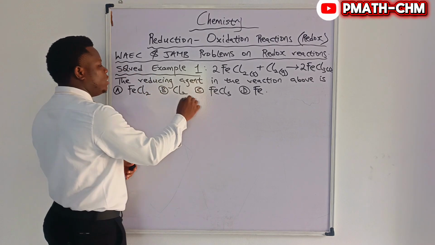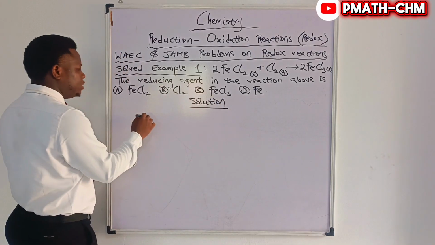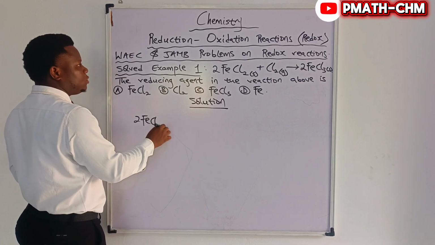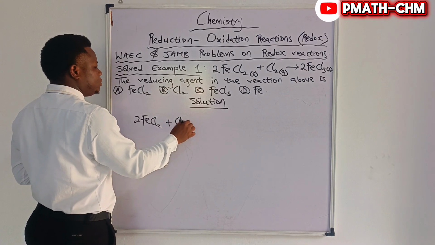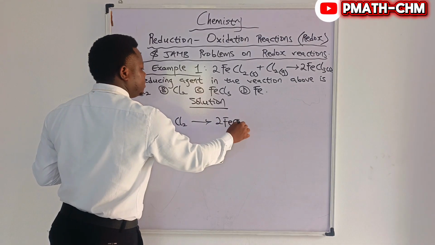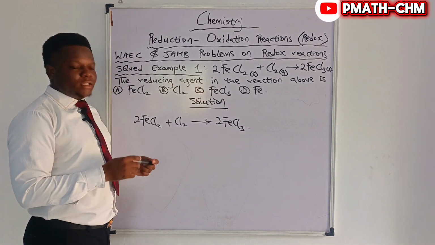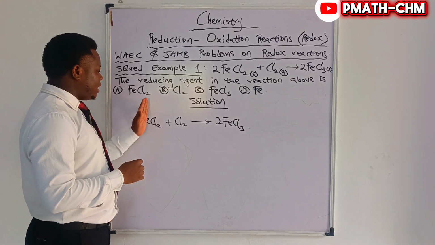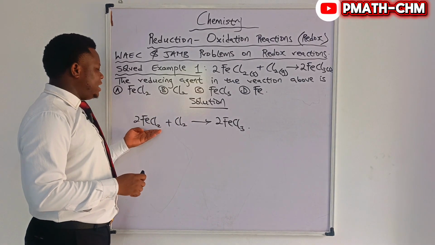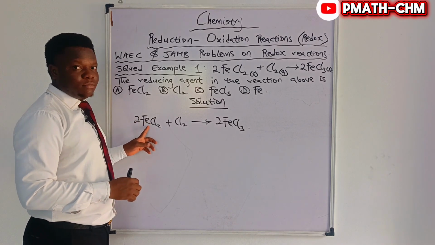Okay, so if you want to solve a problem like this in your exam, that's what you do. Let's write our equation. We have 2FeCl2 plus Cl2, then we have 2FeCl3. Now, firstly, you need to identify in each of these reactants, we have this reactant and this reactant, the central element I can analyze for a change in oxidation state is iron.